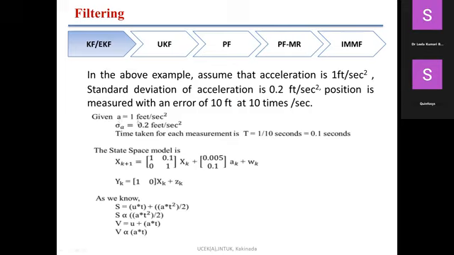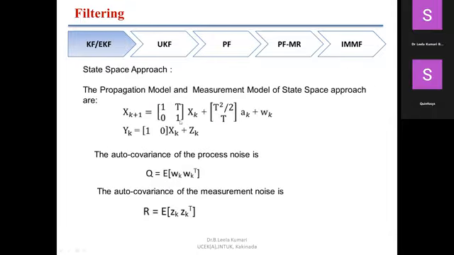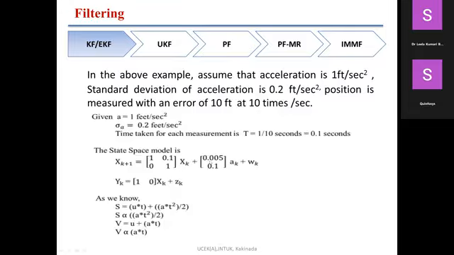Here a is equal to 1 feet per second square, the acceleration given, and the noise in acceleration, that is the standard deviation, is 0.2 feet per second square. The time taken for each measurement is obviously 1 by 10, so 0.1 second. The measurement is taken every 0.1 second. So from the previous matrix [1 t; 0 1], you can replace t with 0.1, and t square by 2 and t are replaced as well. So we have given the real values for this state space model.